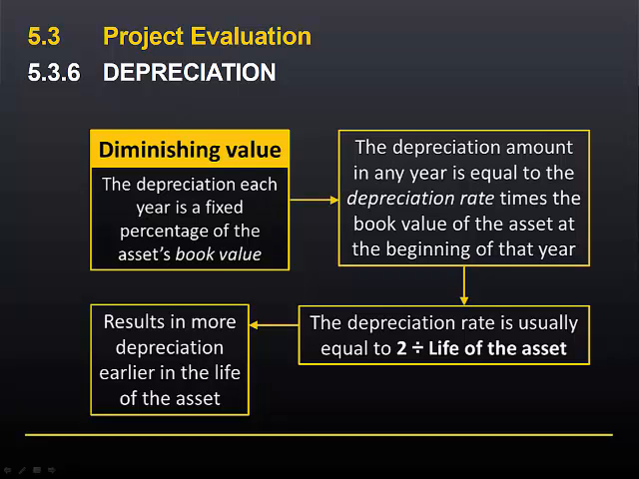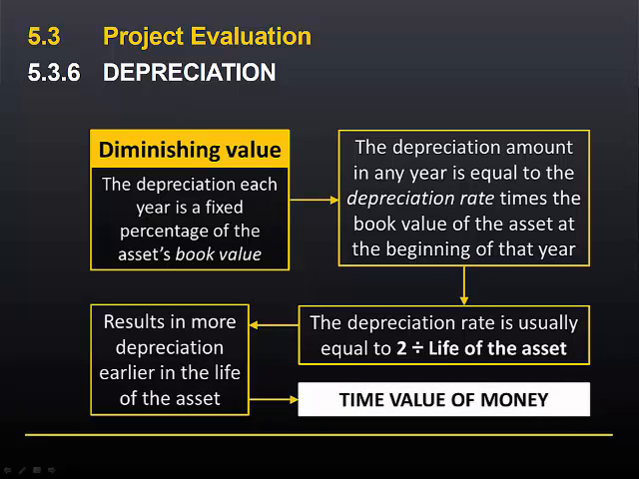The difference between the two depreciation methods is that diminishing value results in more depreciation earlier in the life of the asset, and therefore less depreciation later in its life. Because of the time value of money, this makes diminishing value a preferable method to use. So if a company has a free choice between depreciation methods, it would be rational to use the diminishing value method.